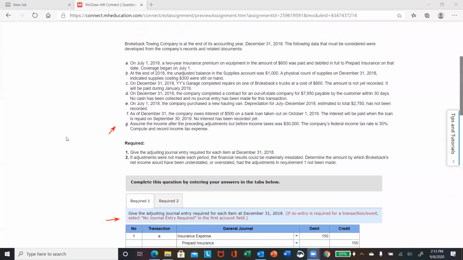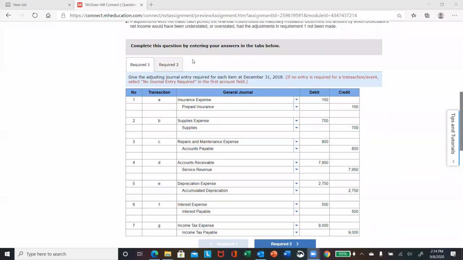All right, letter E. We've got July 1st, they bought a new hauling van. Depreciation from July through December is $27.50, so they just wanted you to book the depreciation entry. So that's just going to be a debit to depreciation expense and a credit to accumulated depreciation.